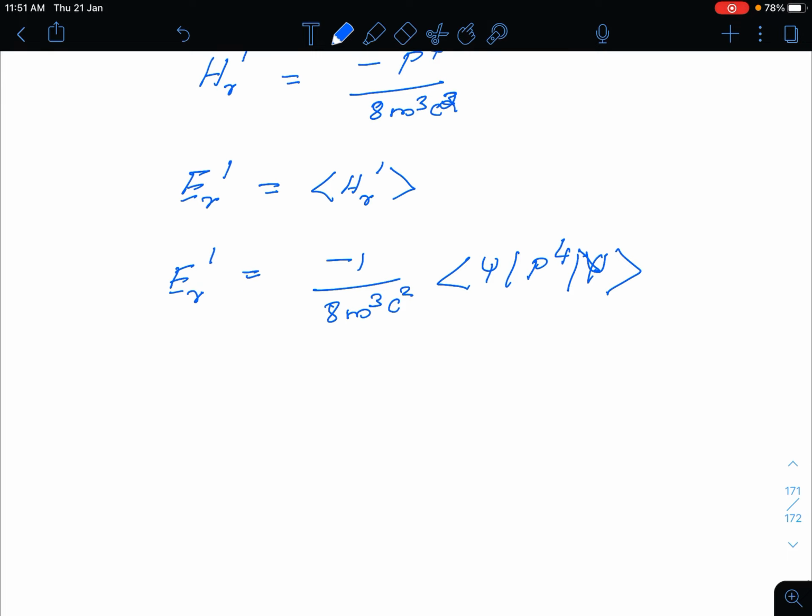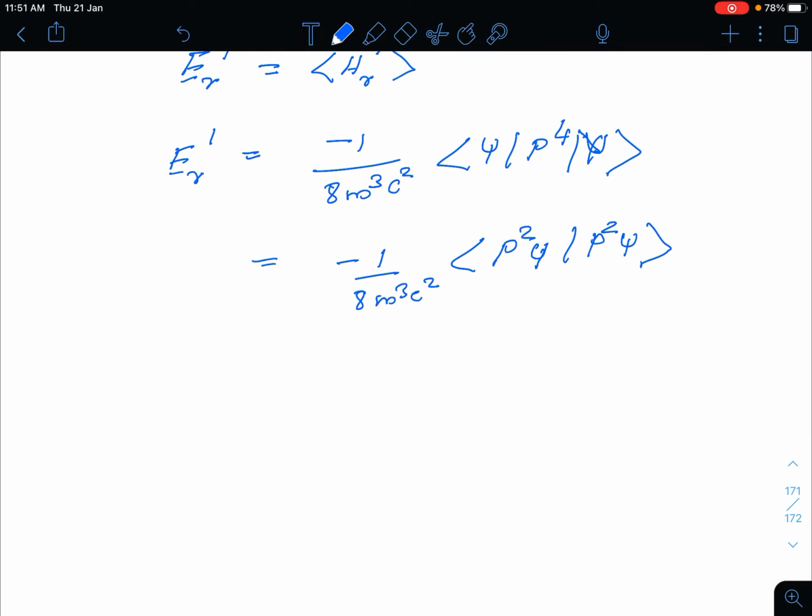So since p is Hermitian, I can write minus 1 by 8 m cube c square, p square psi, p square psi. I can write like this. Clear? Think about the formula for the first order correction. That is simply psi h dash psi.